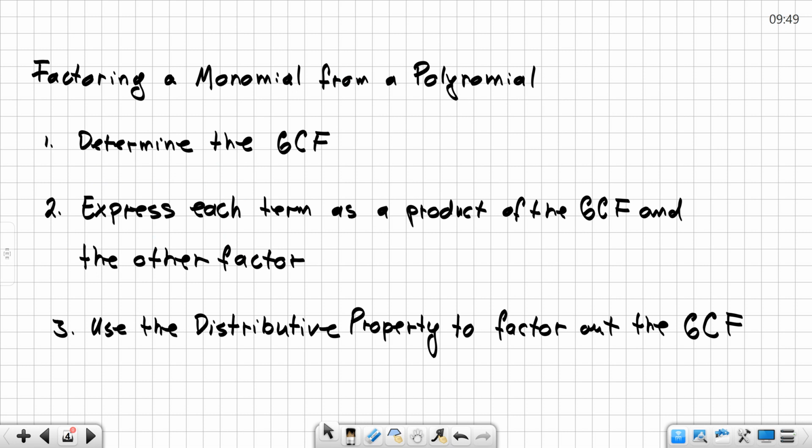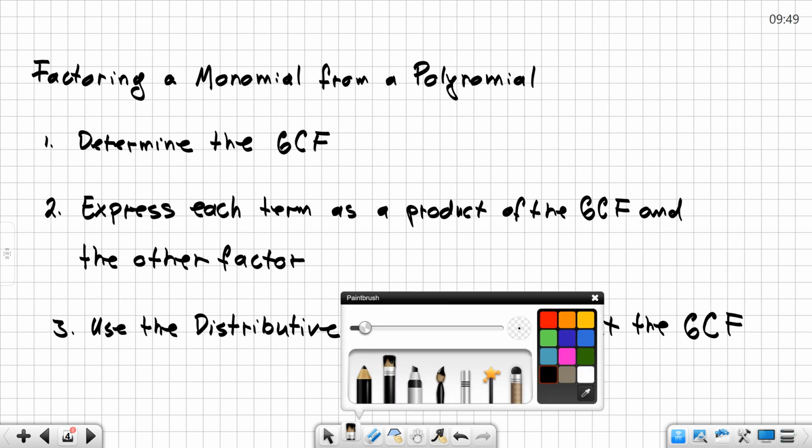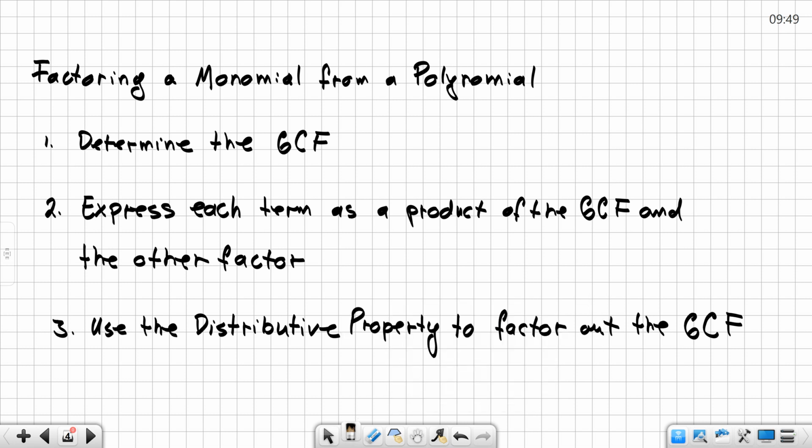All right, let's do another example. Now, let's find out how we are going to use this: factoring a monomial from a polynomial. The first thing that we're going to do is determine the GCF. Secondly, we're going to express each term as the product of the GCF and the other factor. And then lastly, we're going to use the distributive property to factor out the GCF. Or in other words, we're going to pull the GCF out.